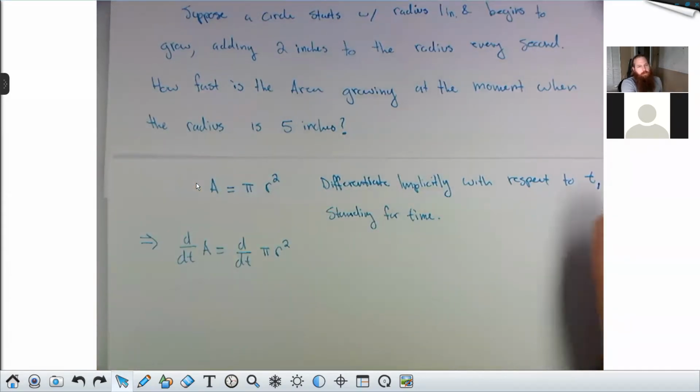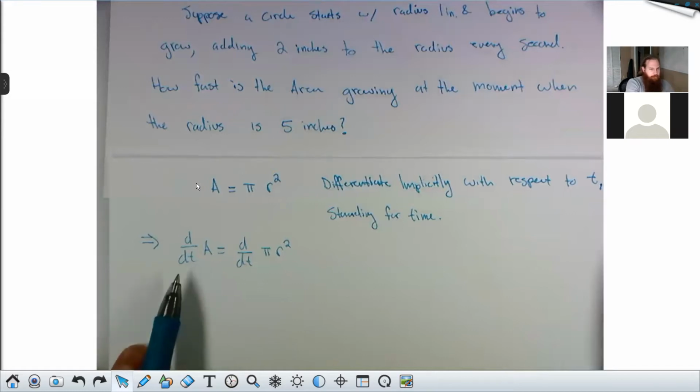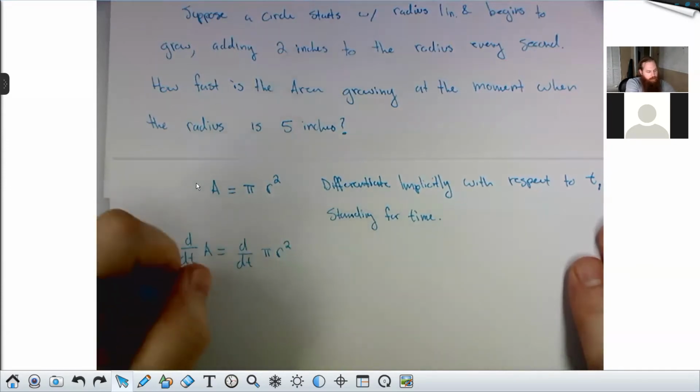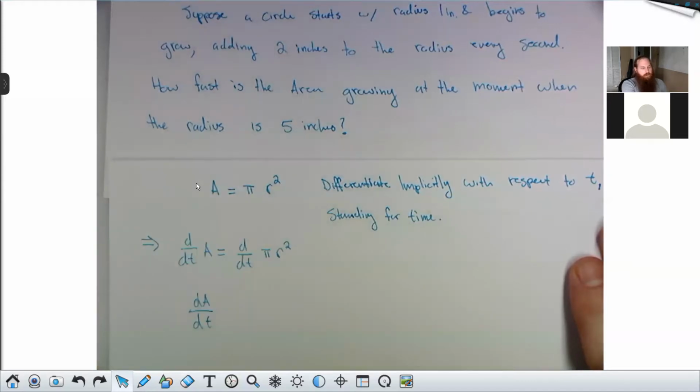Pi is definitely a constant. Pi doesn't change over time. It's just always that number, 3.1415926, blah, blah, blah. But the area and the radius, those are definitely both changing because the circle is growing. On the left-hand side, d dt of A is just dA dt. And this is the rate of growth of the area over time.